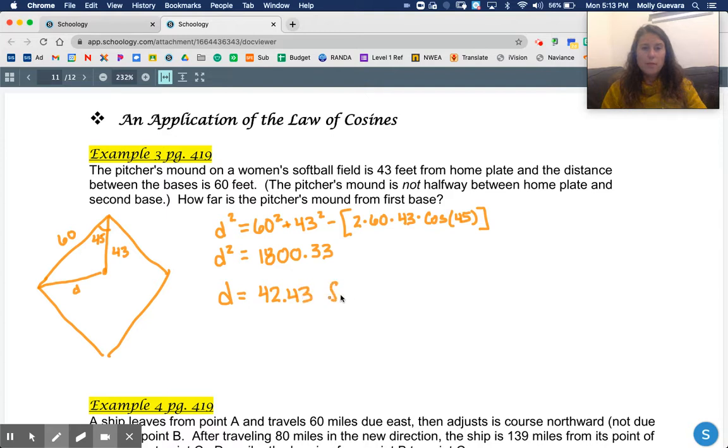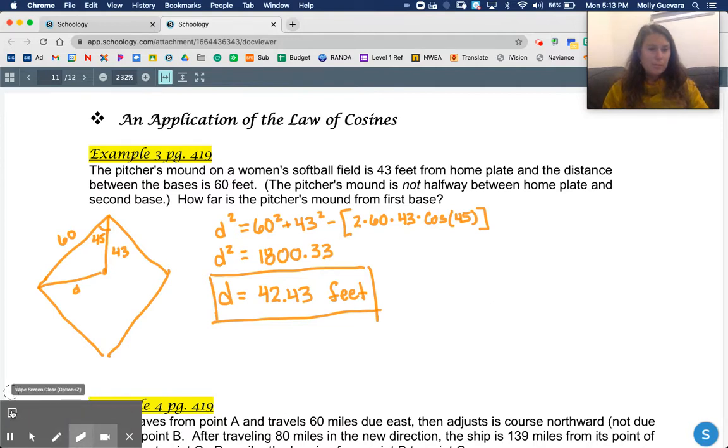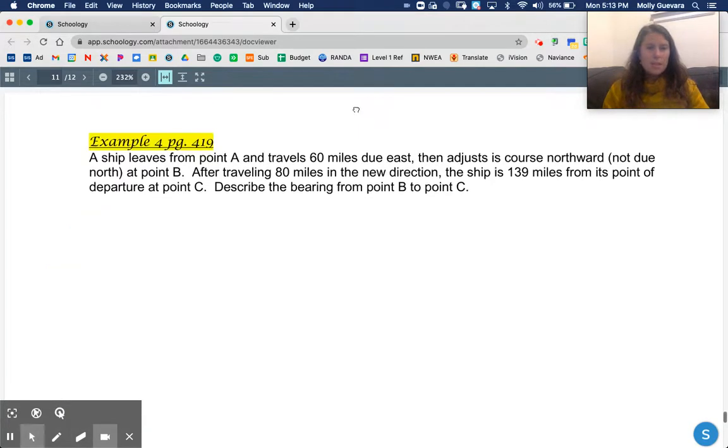And I get 42.43. So d is 42.43 feet. So the distance from home plate and second base, oh, sorry. Yeah, that's fine. Oh, how far is the pitcher's mound from first base? Wow, I read that wrong. Yep, so there it is, from first base is 42.43 feet. Let's look at another example.